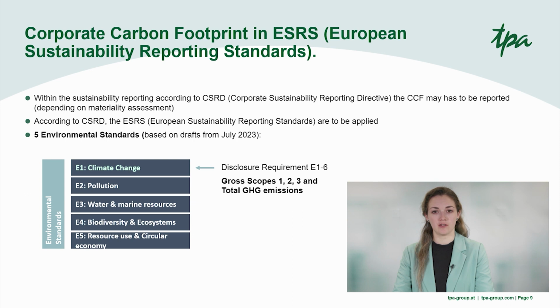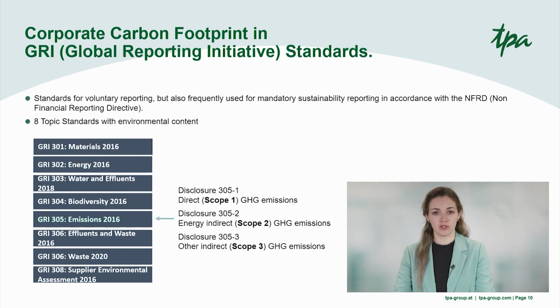There are 5 environmental standards in the ESRS that we have mapped in the dark boxes, and the first one, E1, is about climate change, and disclosure requirement E1-6 describes more or less that greenhouse gas emissions must be disclosed in scopes 1, 2, and 3. In the voluntary reporting or in the mandatory reporting according to NFRD, Non-Financial Reporting Directive, the directive which is now replaced more or less by the CSRD, the GRI standards are often used. These are standards of the Global Reporting Initiative, GRI, and they contain 8 topic standards with environmental content, which we see listed here. In the case of GRI 305, we can see that the information 305-1, 2, and 3 is about the carbon footprint and the 3 scopes.